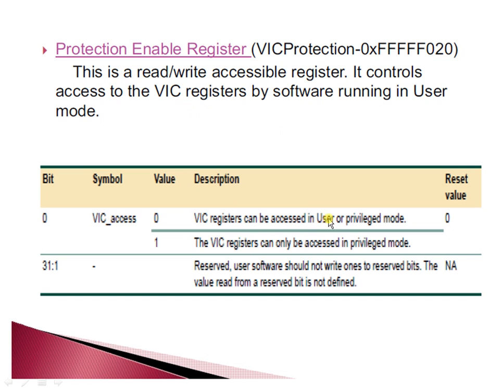Apart from user mode, you have 6 other modes where the processor will be transiting, and those are all privileged modes. So only the user mode is a non-privileged mode. We'll discuss privileged and non-privileged modes when we talk about the architecture of ARM7.